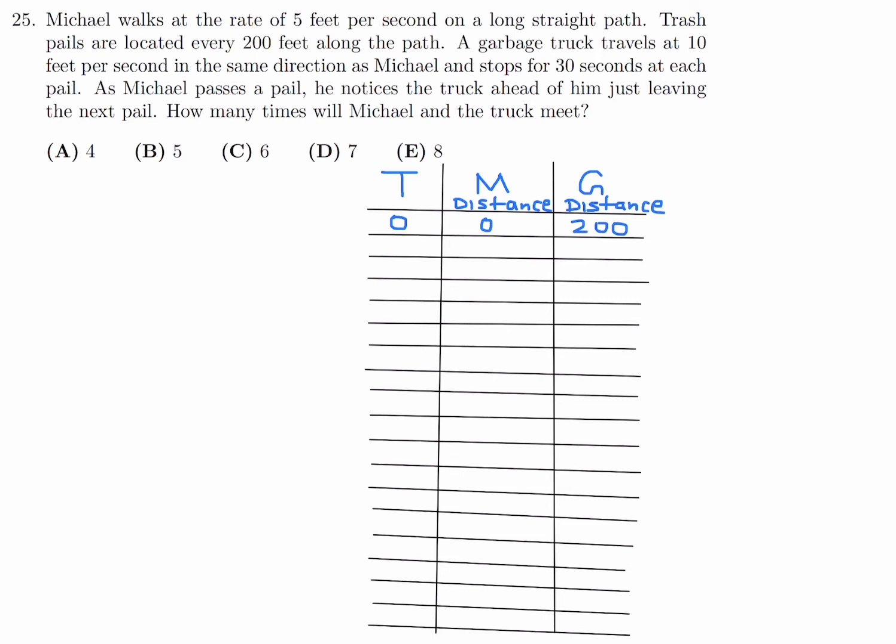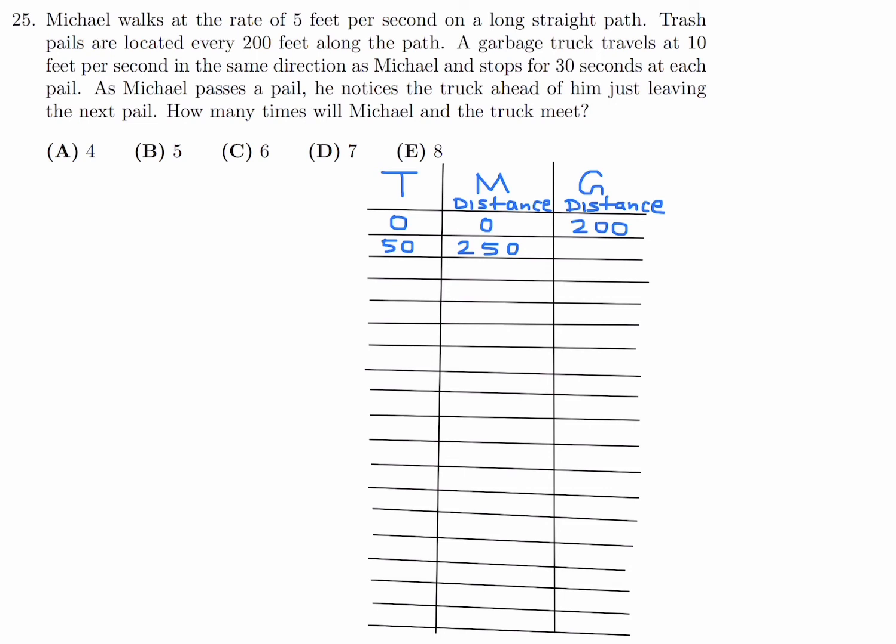So let's work with this. At 50, that's 50 seconds into it, how much distance does Michael cover? Well, he's 5 feet per second, so 250 feet. Now, the garbage truck is a little bit different. It's not continuous.